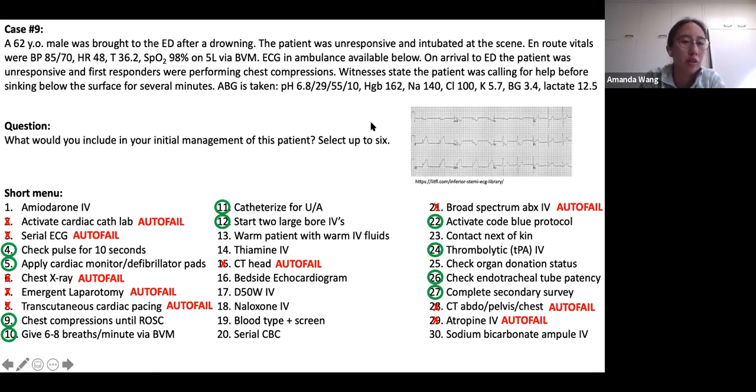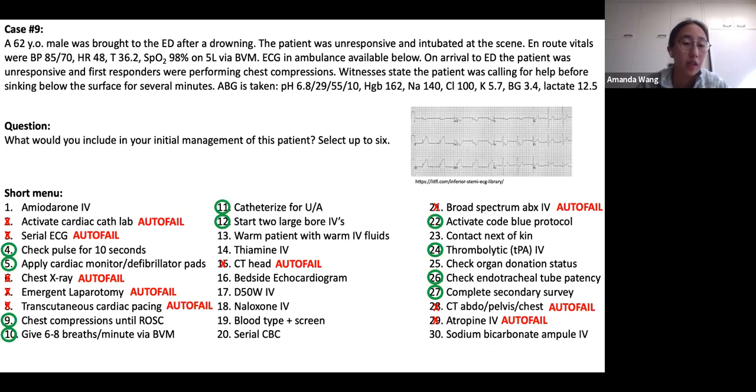So basically, what do you include on your initial management of this patient? Select up to 6. And if you look in detail at the ECG, he's having a STEMI. So first of all, go back to basics. You go through your ATLS and ACLS protocol. You obviously want to be checking for pulse because they're doing chest compressions, and apply cardiac monitor and your pads to prepare if you need to defibrillate.